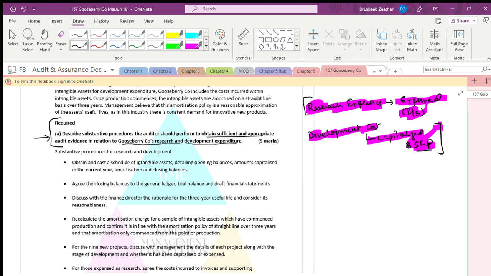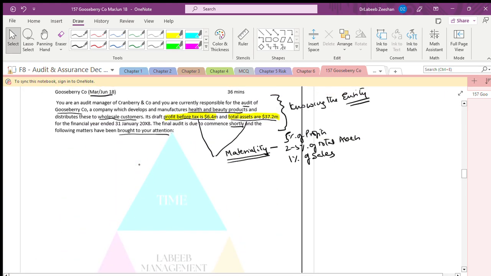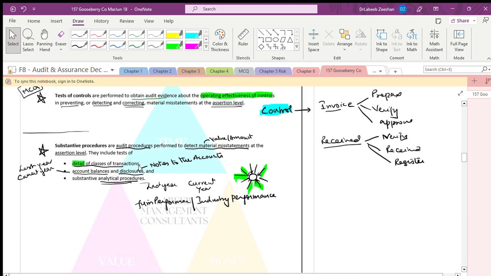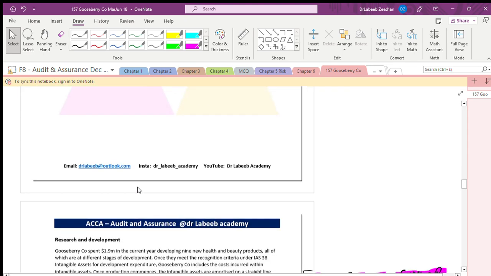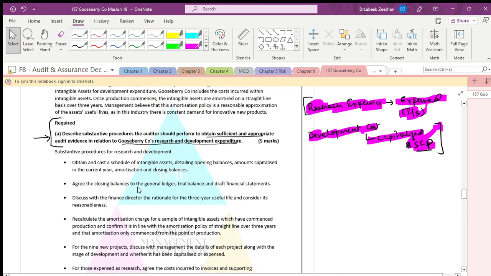What they say, focus on that. What is the concept? Details of classes of transactions, account balances, and analytical procedures. Based on that only we are going to work it out. So what we are doing: whenever you are doing research, any asset, obtain and cast the schedule. We have to get the schedule of intangible assets. The first thing, as an auditor, the moment you go to the client place, what you will do?